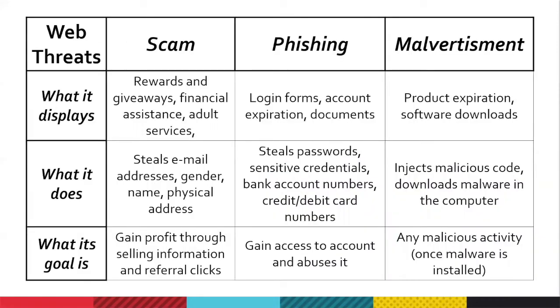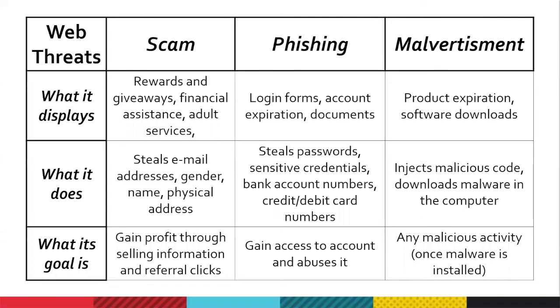So here's a summary of what we discussed for our web threats. With a scam, their goal is to just steal your money and emails. With phishing, they can gain access to your own accounts and use them for their own malicious purposes. But with malvertisements, anything goes. Once a malvertisement downloads and executes malware, a lot of worse things can happen, like infection, ransom, destruction, and any other malware behavior.